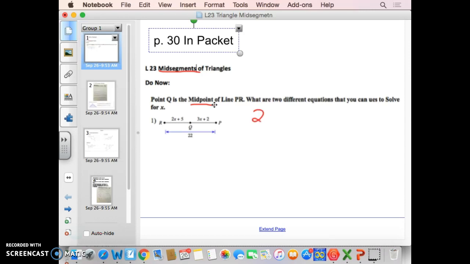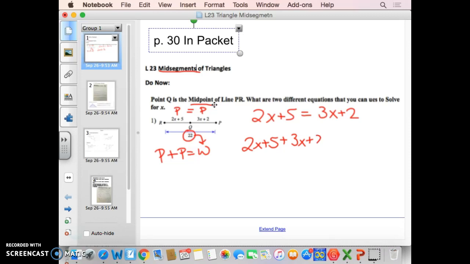One way is I know that 2x plus 5 is going to equal 3x plus 2. That would be part equals part. And the other way is I could do part plus part is going to equal my whole. And this number right here is my whole because it's what the whole segment is. So the other equation I could set up is 2x plus 5 plus 3x plus 2 is going to equal your whole, which is 22.